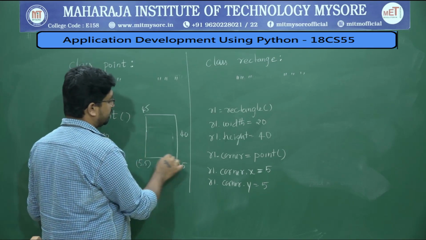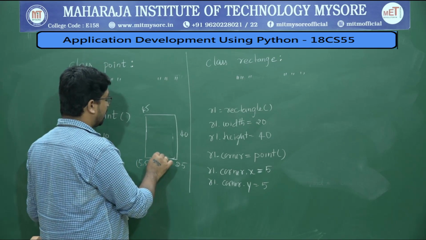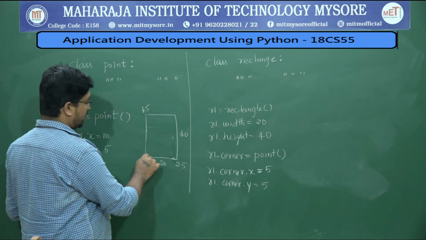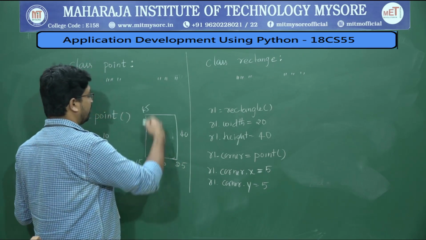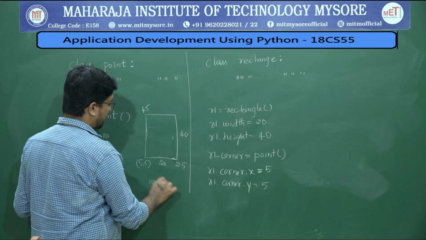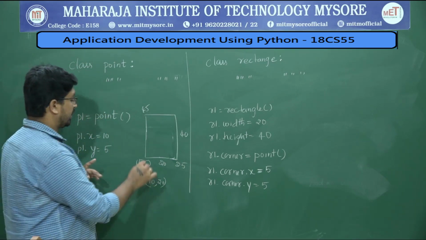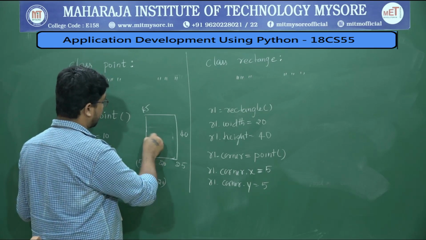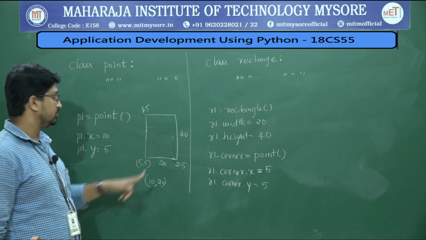It is nothing but width divided by 2, right? Width divided by 2 plus the x value, means x is 5, width divided by 2 is 10. You cannot say 10, and 40 divided by 2 is 20, you cannot say 10 comma 20 is the midpoint. No, 10 around here, 20 around here. This cannot be a midpoint, right?